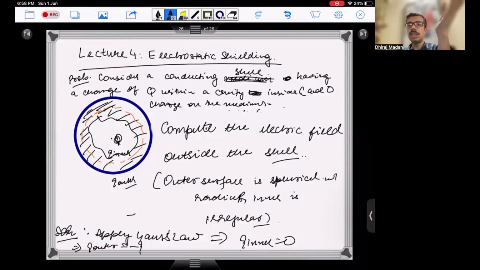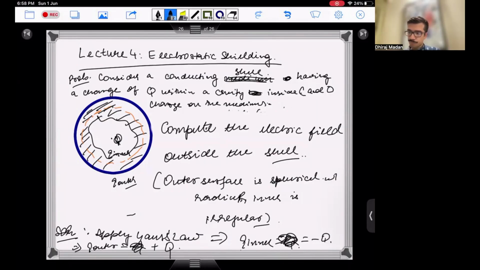So if minus q is on the inner surface, then on the outer surface we must have plus q, right? So why is minus q there on the inner surface? Because the total charge enclosed within this Gaussian surface is q inner plus capital Q, which must be zero, so q inner must be minus capital Q. The remaining charge left on the outer surface is now plus capital Q.